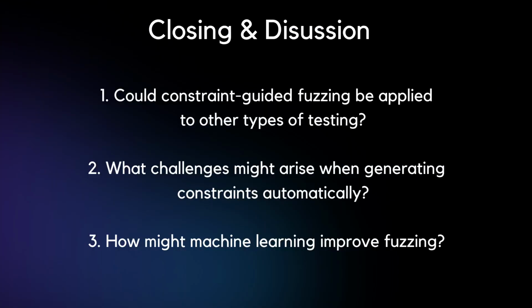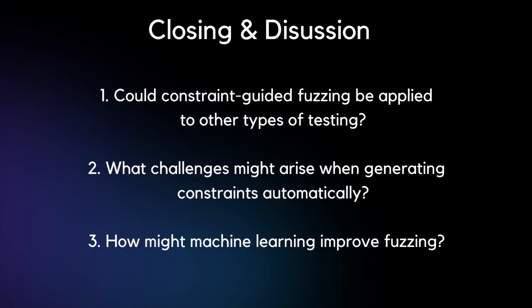So to close out this discussion and before you can really start to dive into this paper, here are a few more discussion questions. Could constraint-guided fuzzing be applied to other types of testing? What challenges might arise when generating constraints automatically? And how might machine learning improve fuzzing techniques in the future?